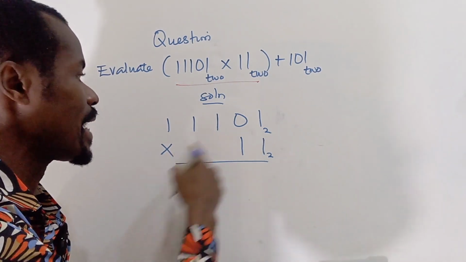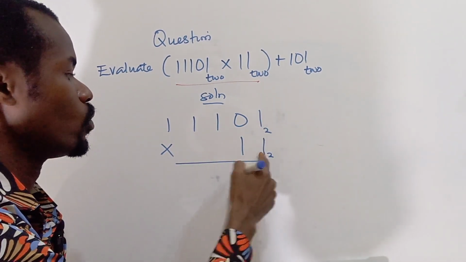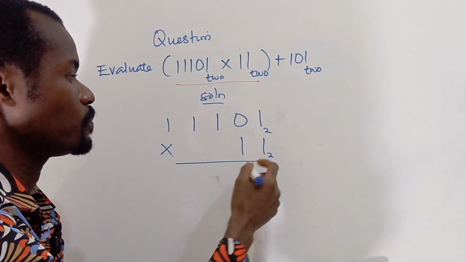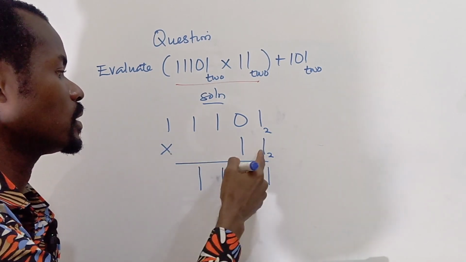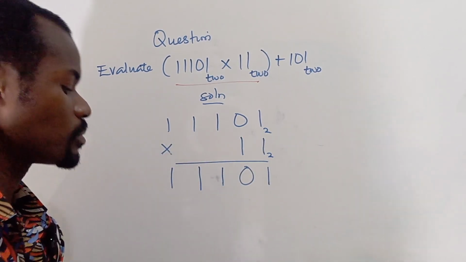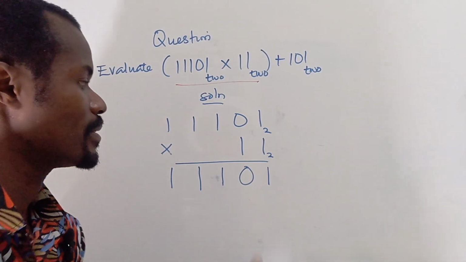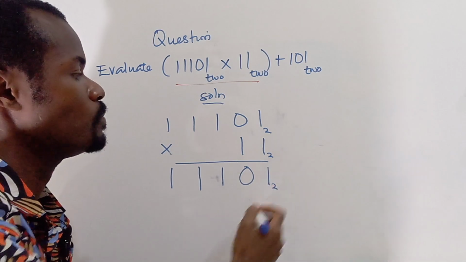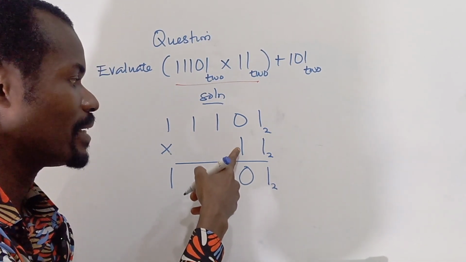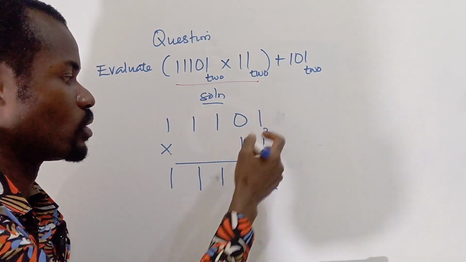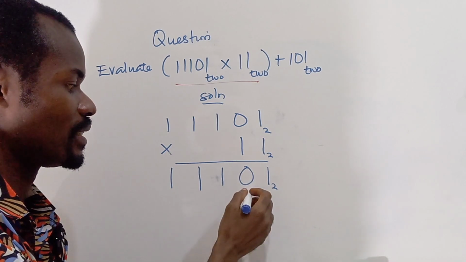So we have 1 times 1, which is 1. 1 times 0 is 0. 1 times 1 again is 1. This is 1 and this is 1. We are going to put our base 2. Now, we are going to start with the next number to multiply. So 1 times 1 is 1, which we are going to put directly under this.